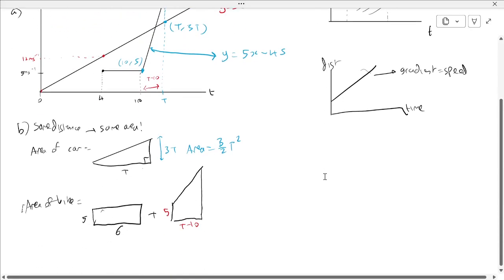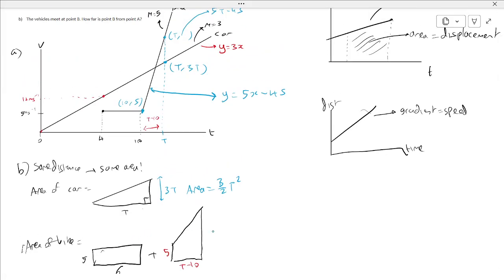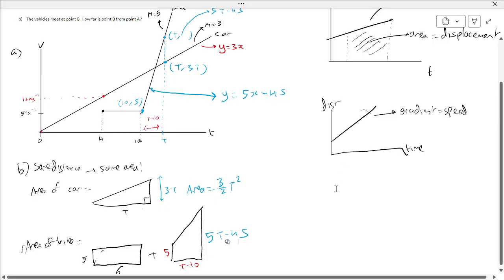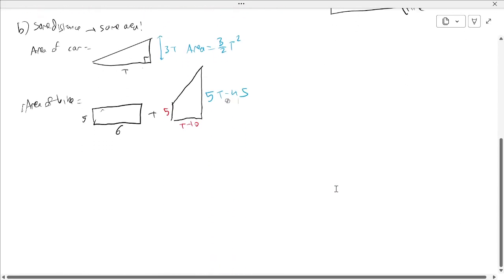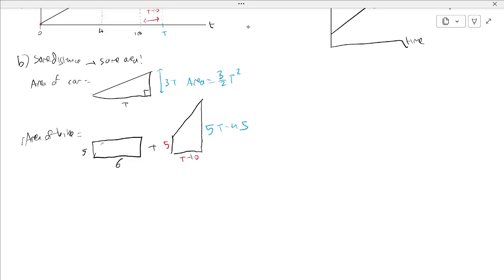Okay, so the height of my trapezium is 5t minus 45. I just got it from the equation of a straight line. That's all I did. And now we've done all the hard work, right? We've done all the mechanics. Now it's just down to the sort of pure maths. Can we solve this to have the same area?